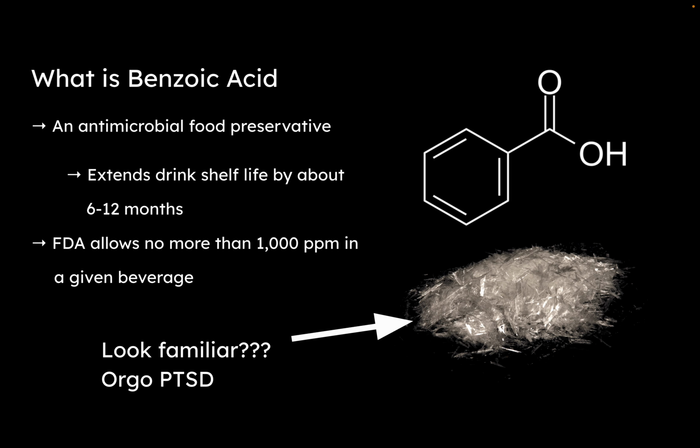Okay, and benzoic acid or benzoate, right? We know that we're going to be talking about sodium benzoate here because that's how it's used, but benzoic acid is the acidic form. Sorry, I don't know why that took me so long. But we found that when we put sodium benzoate in our food, it has antimicrobial properties, and it extends shelf life by about 6 to 12 months. But the FDA does not allow beverages to be over 1,000 ppm.